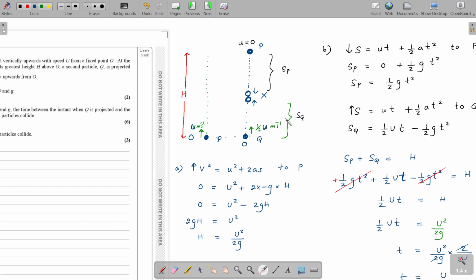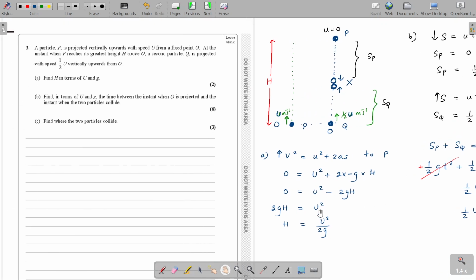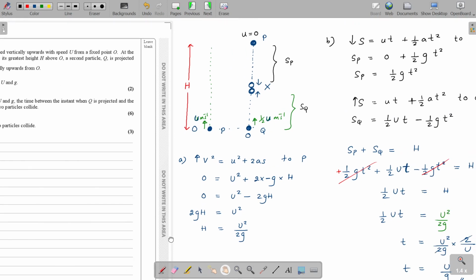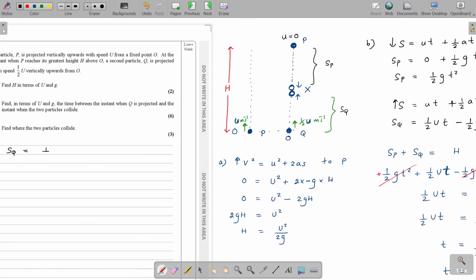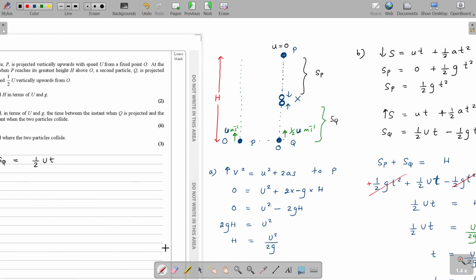So let's find SQ. I already have an equation for SQ. Shall I do part C over here? Part C, what is SQ? SQ is equal to half ut minus half gt square.